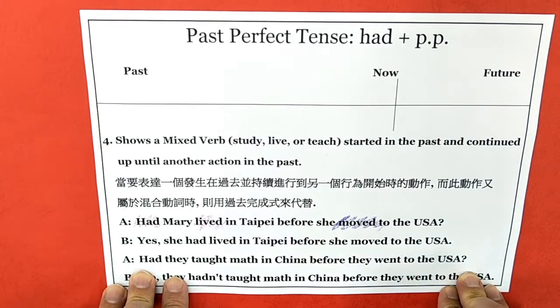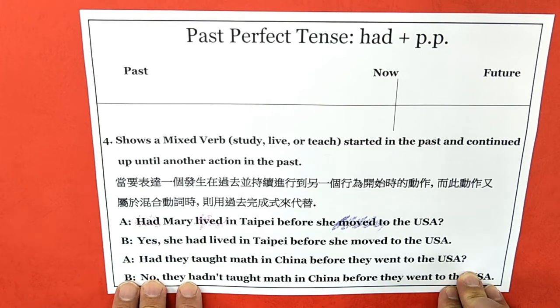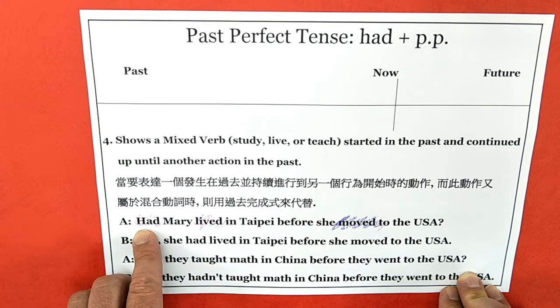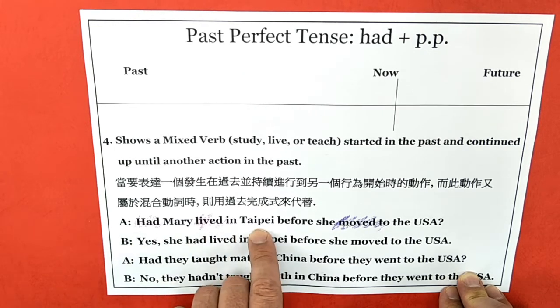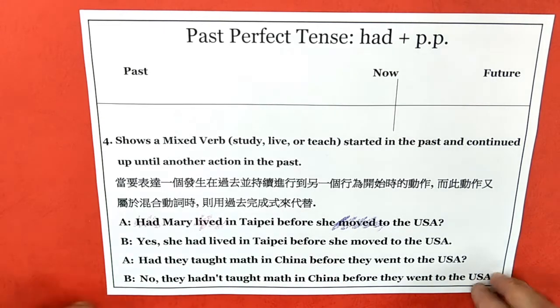Now, you're thinking, well, how else could we say this? Well, you could say, did Mary live in Taipei before she moved to the USA? You could use this simple past. Did Mary live in Taipei before she moved to the US? Or you could use the past perfect. Had Mary lived in Taipei before she moved to the USA? That confuses American students because they think, well, which is the best answer? Well, I personally like past perfect tense, but you could also use the simple past.